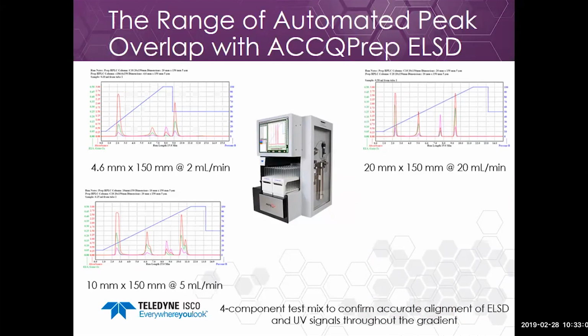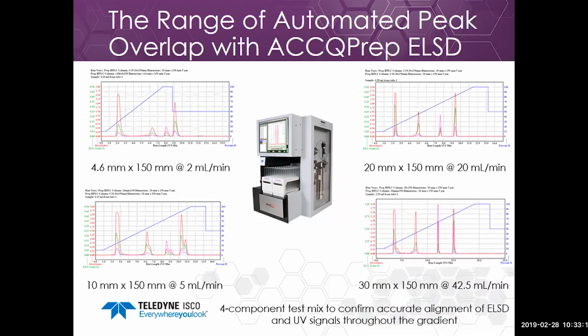If we go up to a faster flow rate for the 20 millimeter column, you can see very good peak alignment, good peak shape, and finally at 30 millimeter column, you see the same thing. Good peak alignment, good similar peak shapes between the ELSD and the UV. So this is going to lead to accurate fraction cutting and good sample recovery of the compounds you're trying to isolate.